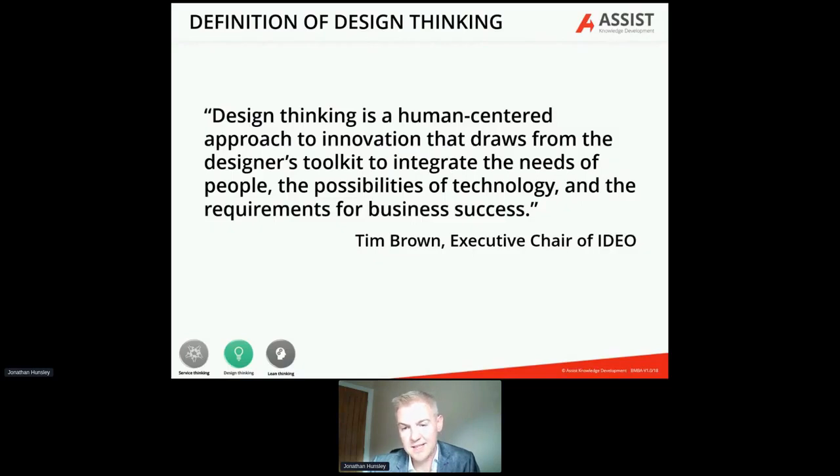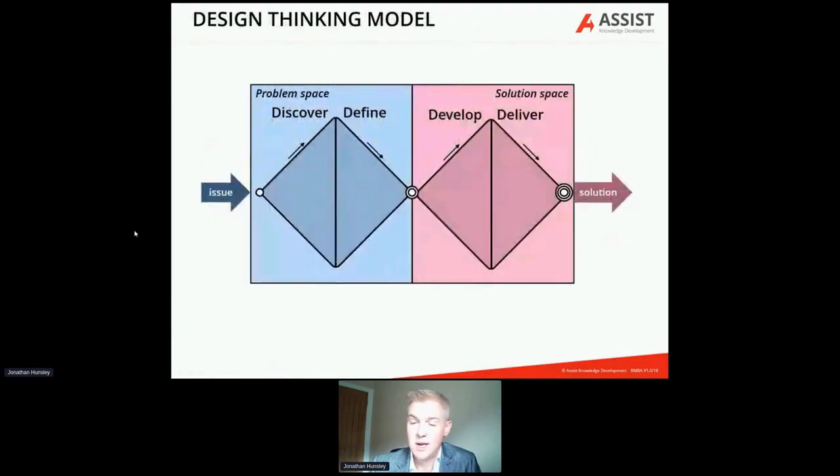And aren't we, as design thinkers, focused on business success? So for me, design thinking is a really key thinking approach for us as business analysts. And what I wanted to do is briefly show you one of the available models that you can use as a design thinker. And this is the British Design Council's double diamond approach.